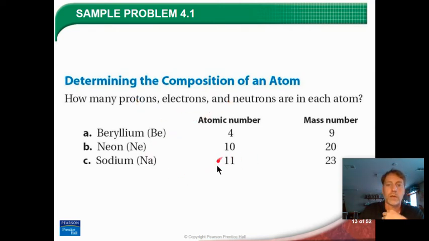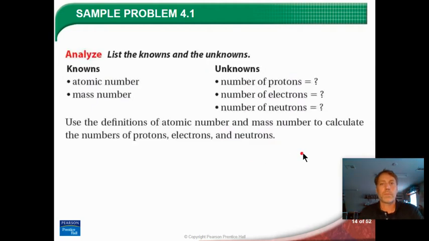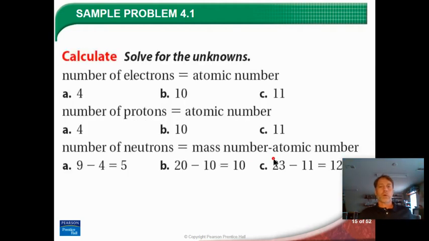Lastly, sodium has an atomic number of 11. So that means it has 11 protons and 11 electrons. Now to find the number of neutrons, I take the mass number, 23, minus 11, that is 12. It has 12 neutrons. Okay, so those are some quick ways to do that. There's the math on how we figure that out.